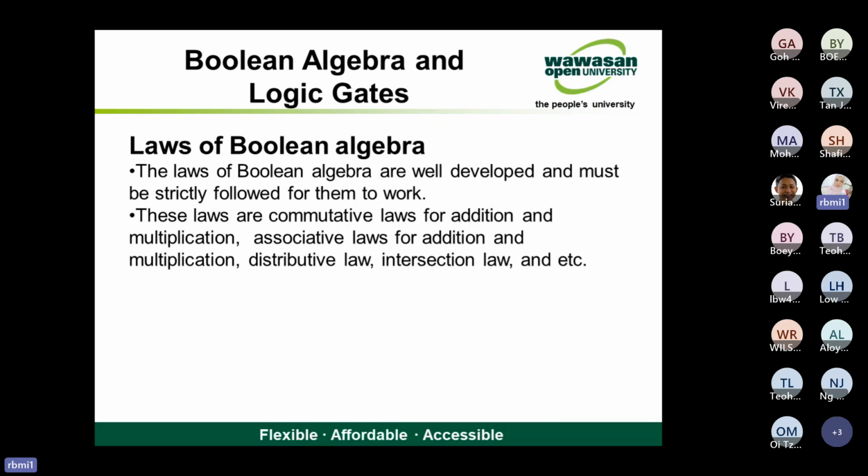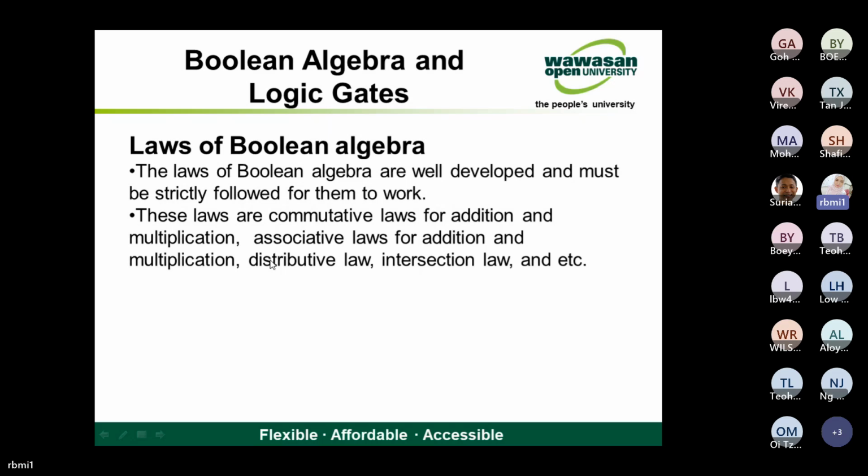The laws of Boolean algebra are well developed and straightforward to use. We use Boolean expressions like A dot B, A plus B, or exclusive OR. These are the commutative law for addition and multiplication. We have the associative law and the rest. This was asked in course assessment 1.